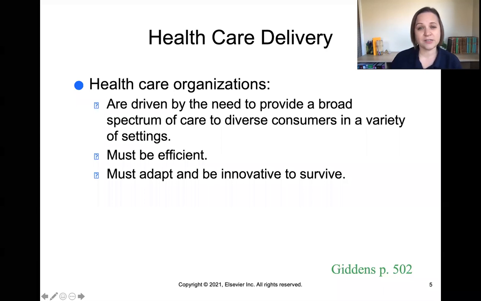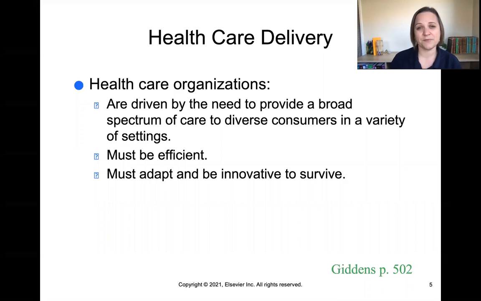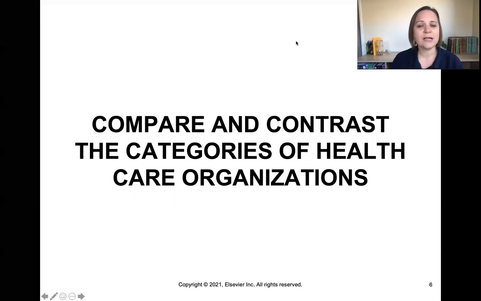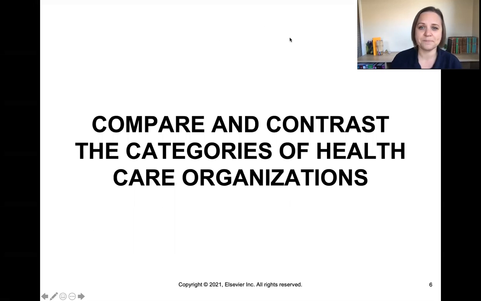Now, we know that healthcare delivery costs are expensive. And so in order for healthcare organizations to be efficient and cost-effective, they need to be really meeting the diverse consumers' needs in a variety of settings. They need to be efficient, and they have to adapt and innovate to the ever-changing demands of the consumer in order to stay in business. So let's chat a little bit about different types and categories of healthcare organizations, comparing and contrasting them.